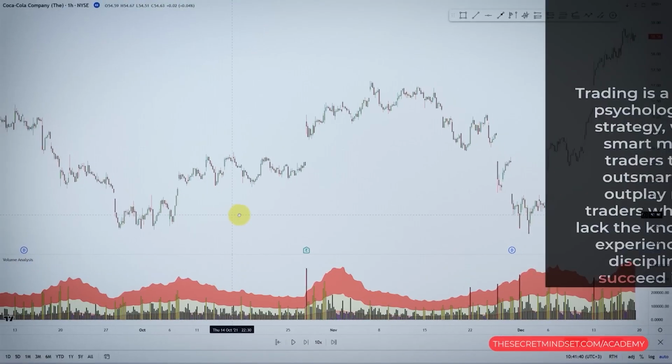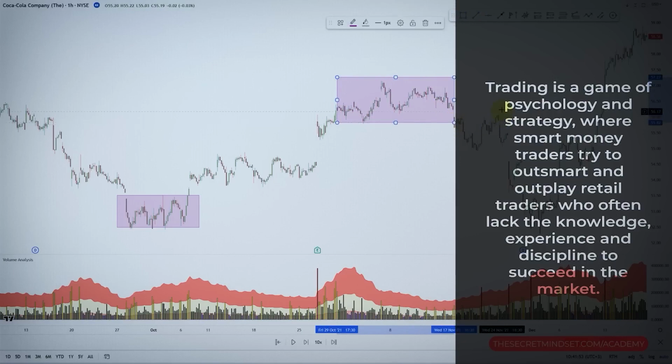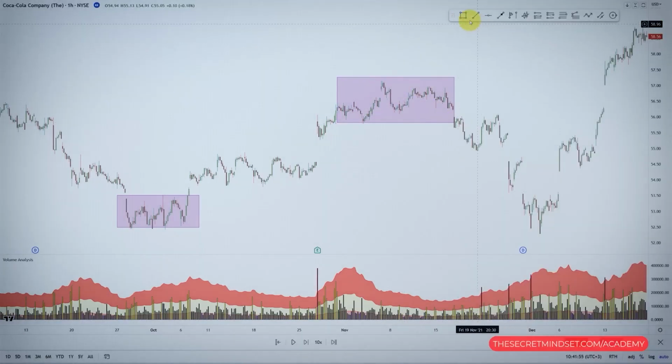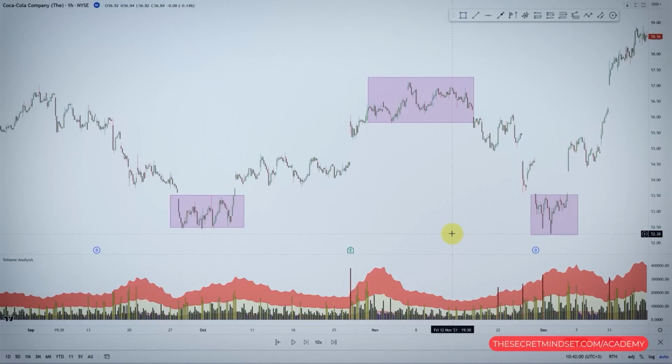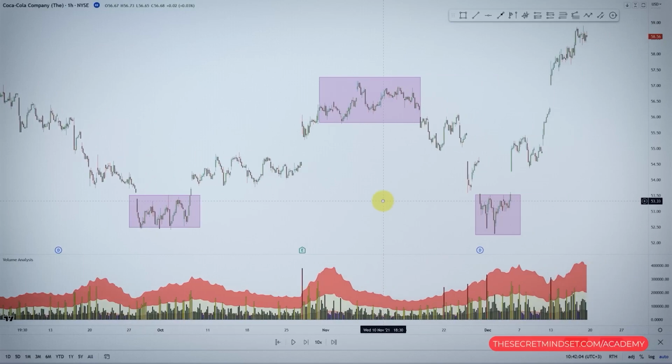I hope you realize that trading is a game of psychology and strategy, where smart money try to outsmart and outplay retail traders who often lack the knowledge, experience, and discipline to succeed in the market. One of the ways that smart money gain an edge over retail traders is by using accumulation and distribution strategies to manipulate and trap them.